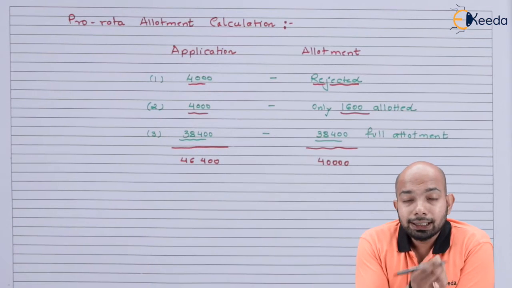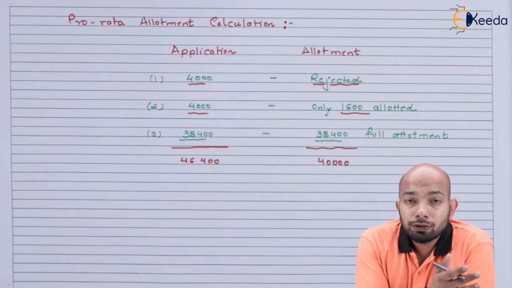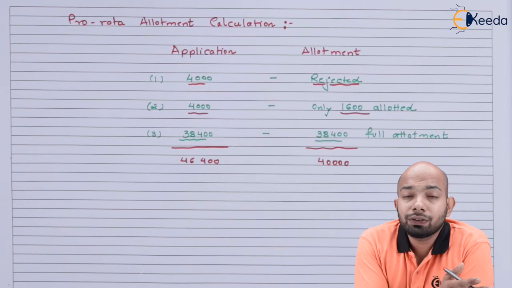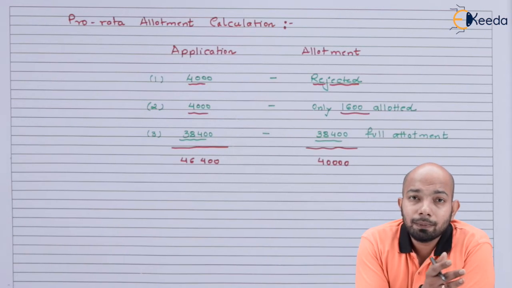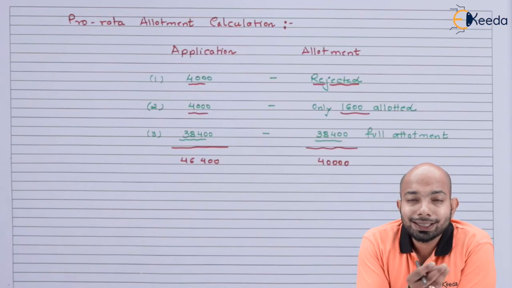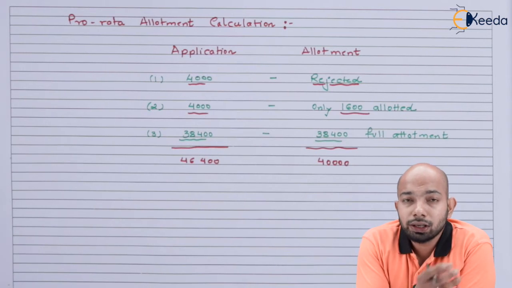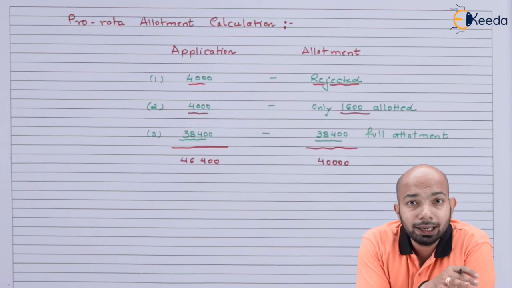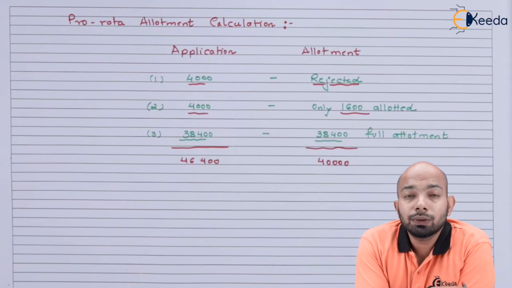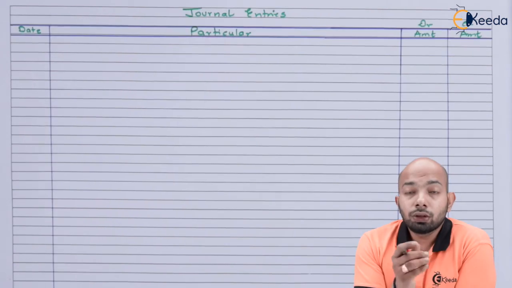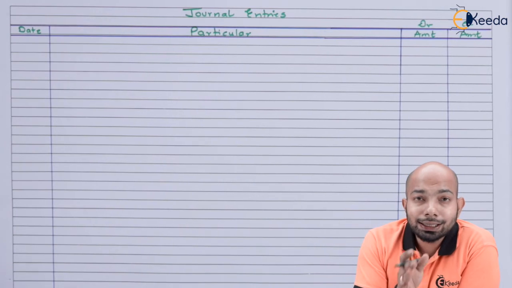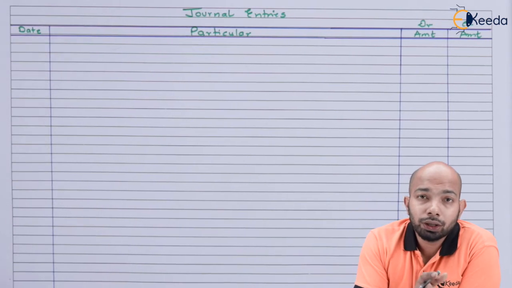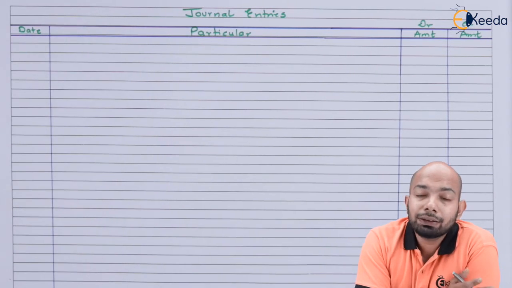So this means that of the 46,400 shares, or rather the subscription that we had received, we have rejected some, allotted some on a pro rata basis, and the balance has been fully allotted, and this constitutes the final verdict of allotment being completed. Now we'll start with the journal entries related to this. The first thing we'll mention is the application money that we have received.